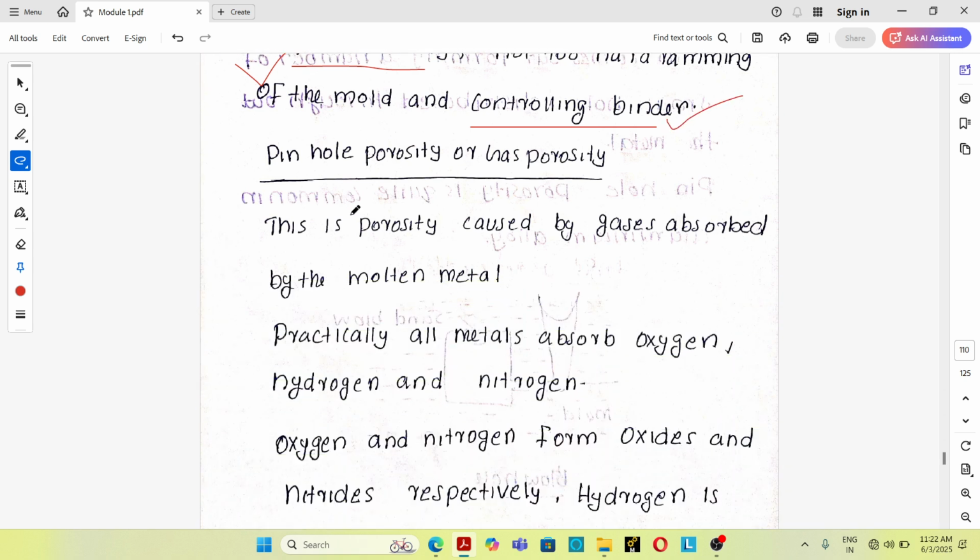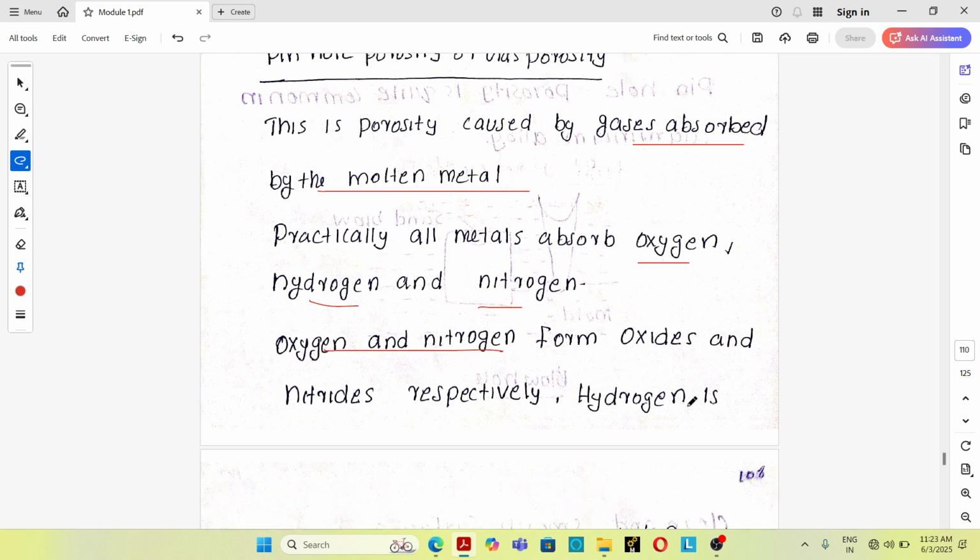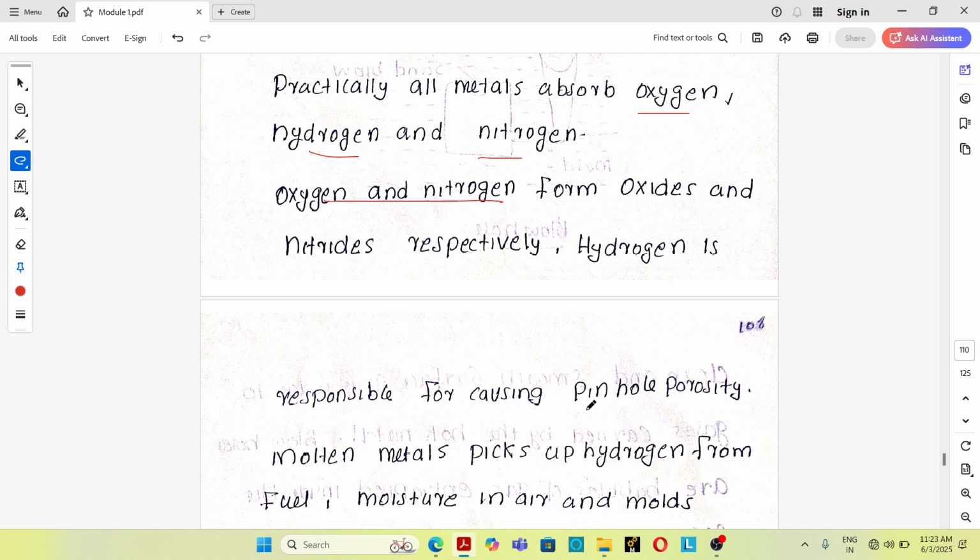The second internal defect is pinhole porosity or gas porosity. The main reason for this defect is gases absorbed by the molten metal. Practically all metals absorb oxygen, nitrogen, and hydrogen. Oxygen and nitrogen form corresponding oxides and nitrides, and hydrogen is responsible for causing pinhole porosity. So it is also known as hydrogen porosity. The reason for pinhole porosity or gas porosity is hydrogen absorbed by the molten metal.